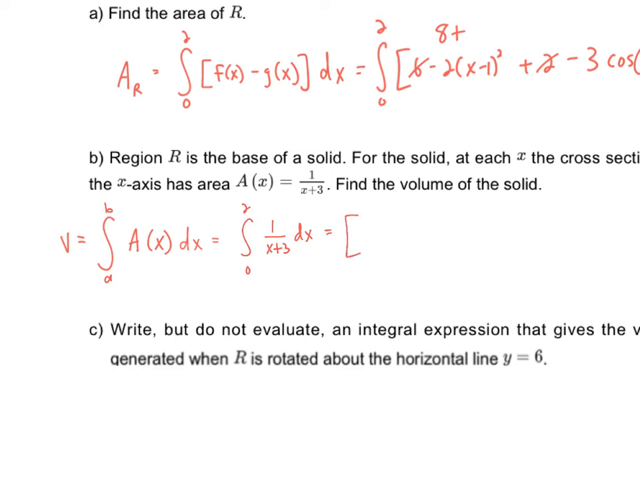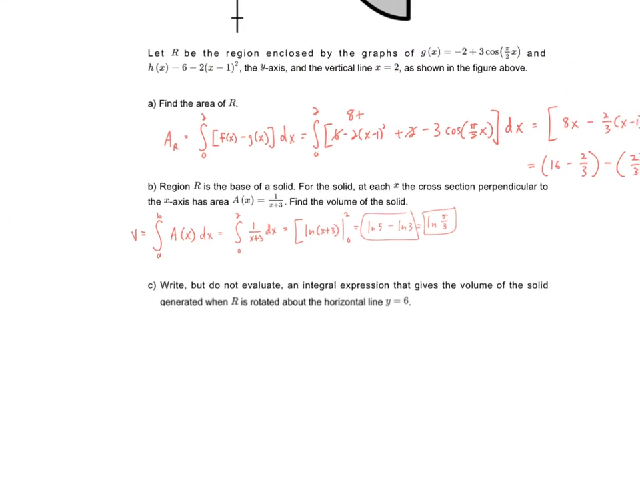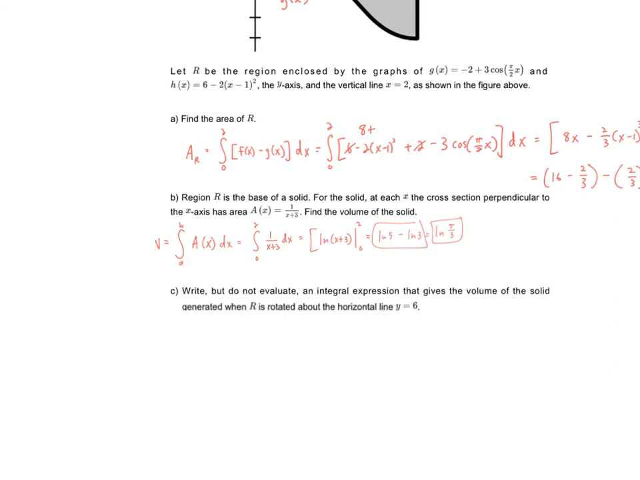Okay, that integral is just ln. We don't need absolute values since these will be positive when we plug them in. So this is ln of 5 minus ln 3. And I'll just write it as ln of 5/3, but you don't have to. Either one of these would be the right answer.